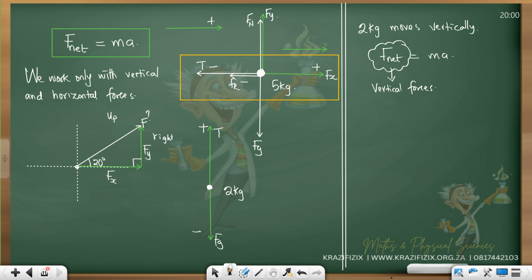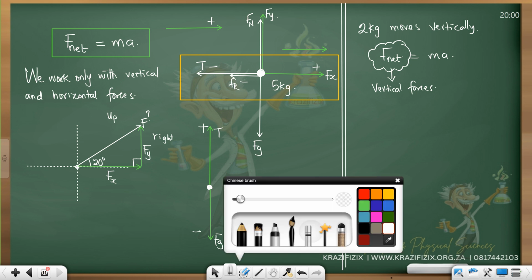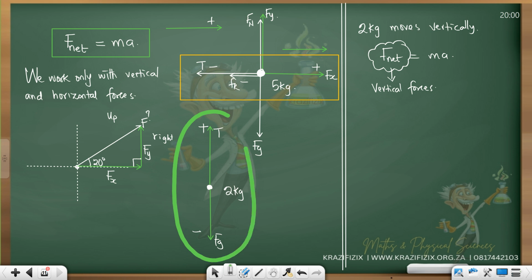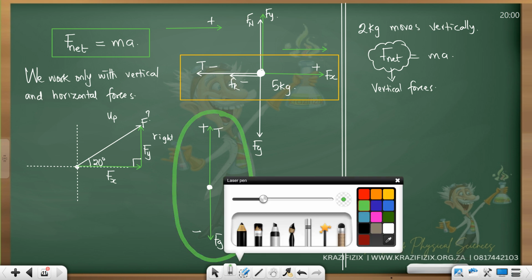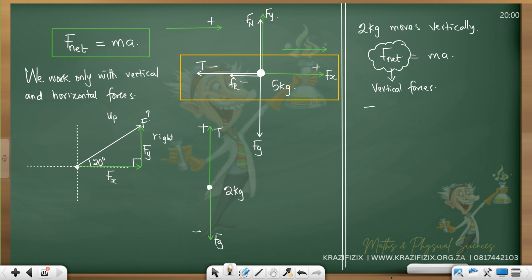Let's write a formula for this and then we stop. What do you think my F net will be on the 2 kg? Look at my 2 kg. How many forces do we have? 2. We just add T plus negative. Do you see where my signs are important? MA. What is positive times negative? Negative. What is FG, by the way? I gave you the formula for FG.